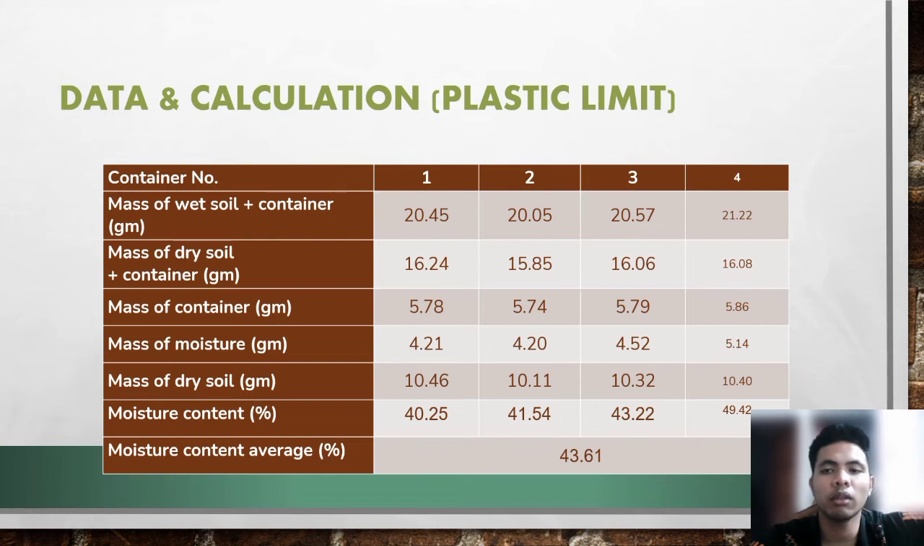The third is 4.52, and the fourth is 5.14. Mass of dry soil is first 10.46, second is 10.11, the third is 10.32, and the fourth is 10.40. Moisture content is 40.25, the second is 41.54, the third is 43.22, and the fourth is 49.42. The moisture content average is 43.61.